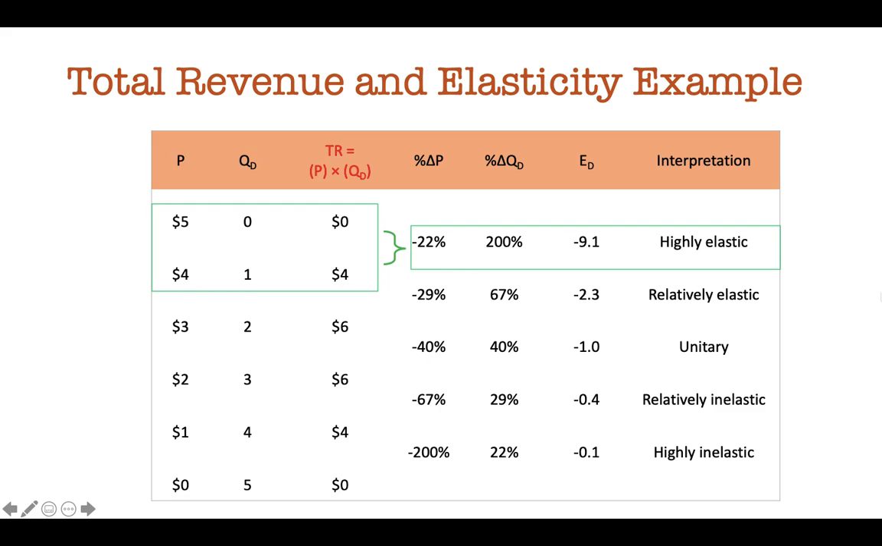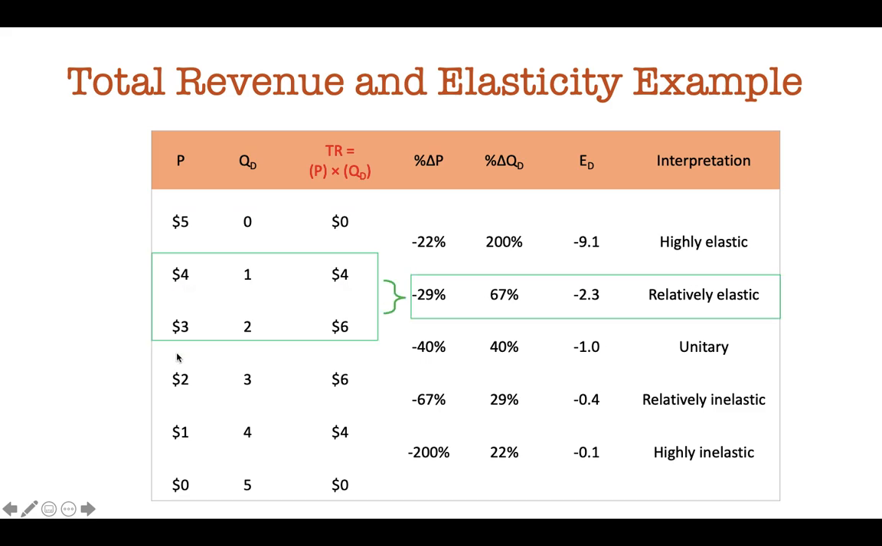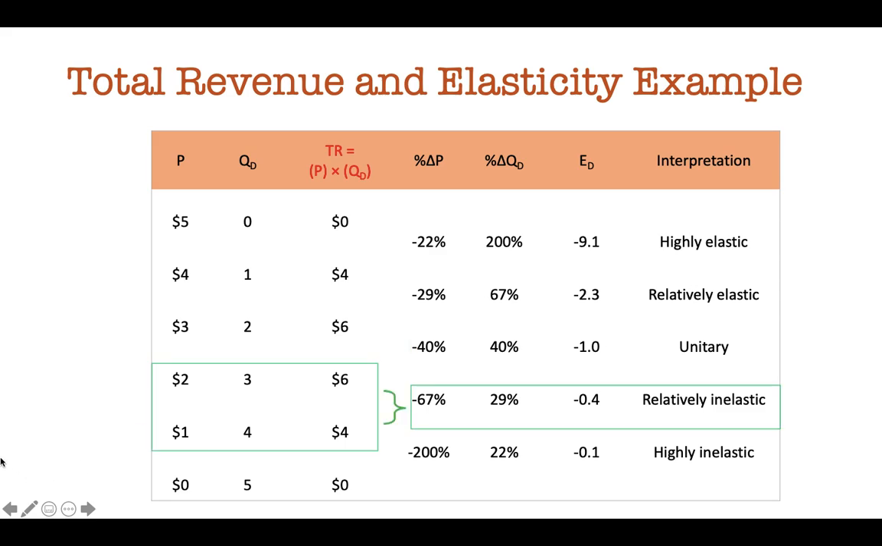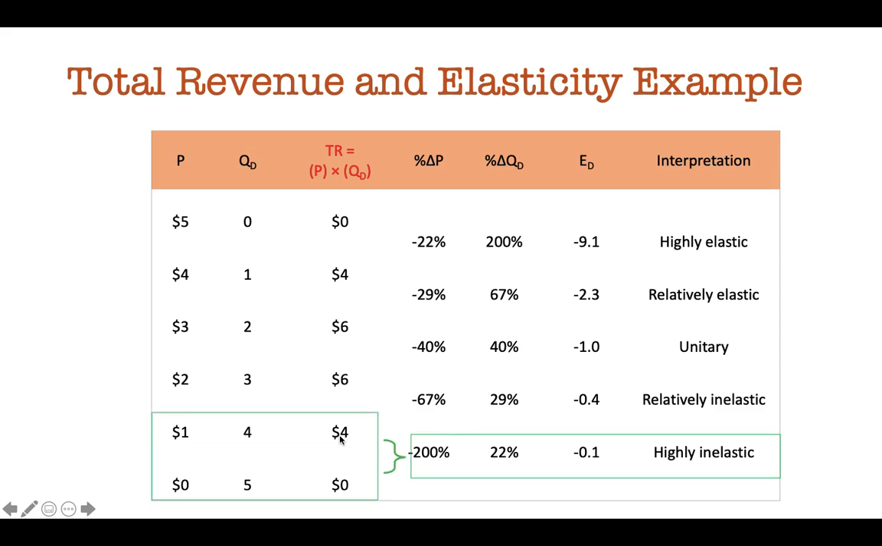Then as I drop the price again from $4 to $3, my total revenue increased again, where demand was still pretty elastic. Here at the unit elastic level, this is where we stop doing our calculations in this video, the total revenue stays the same as I drop the price from $3 to $2. And then for these last two, if we drop the price again by $1, where demand is inelastic, my total revenue starts going down again, and then it drops again if I continue to drop the price.